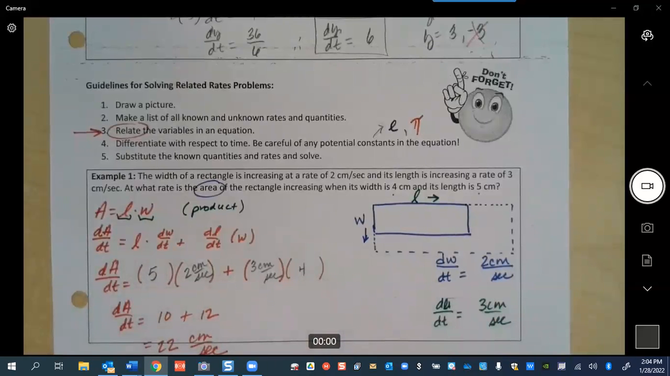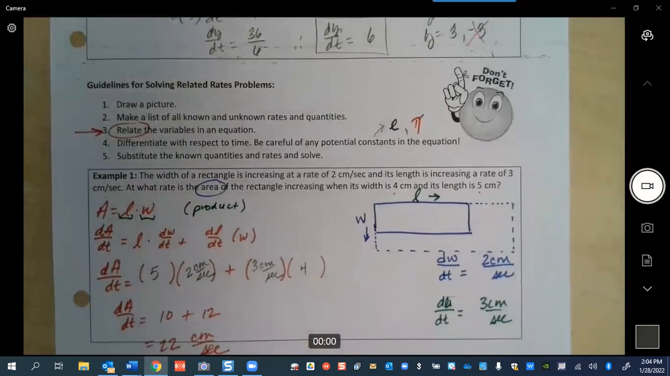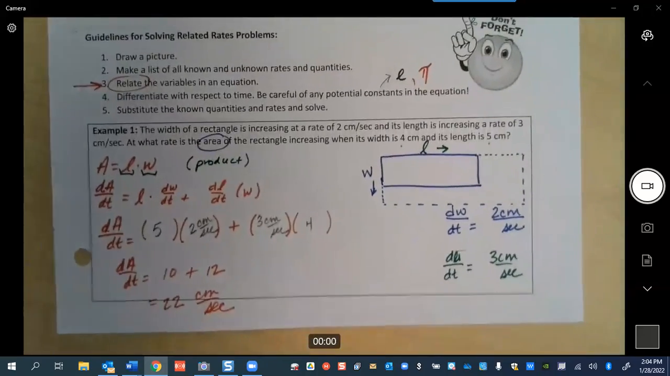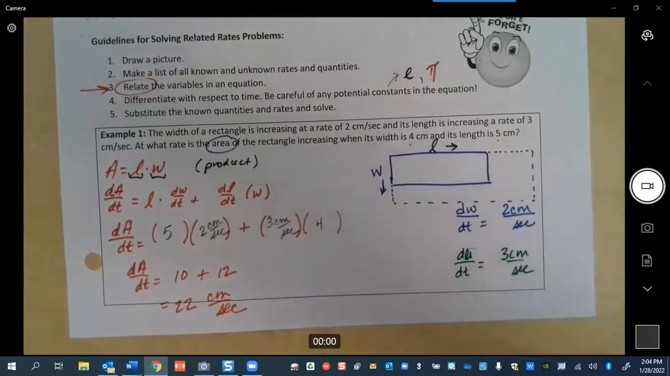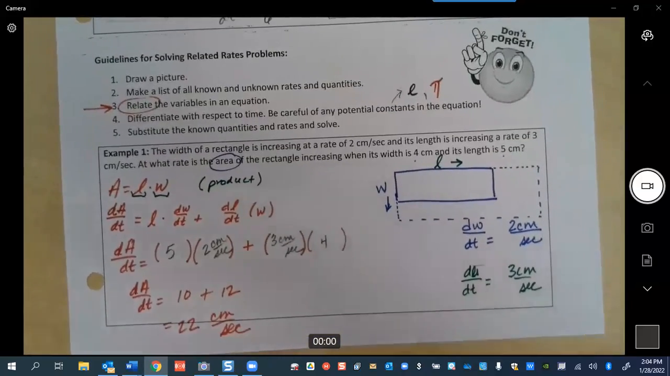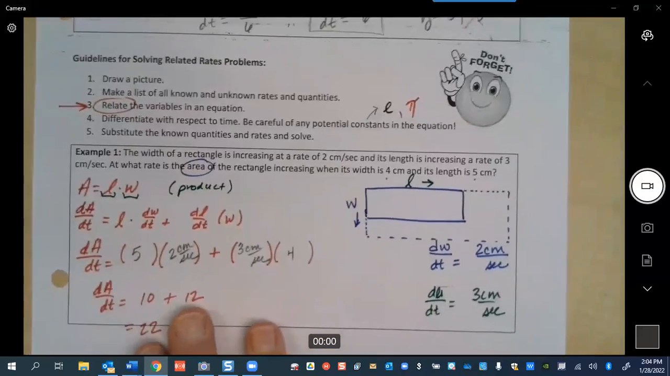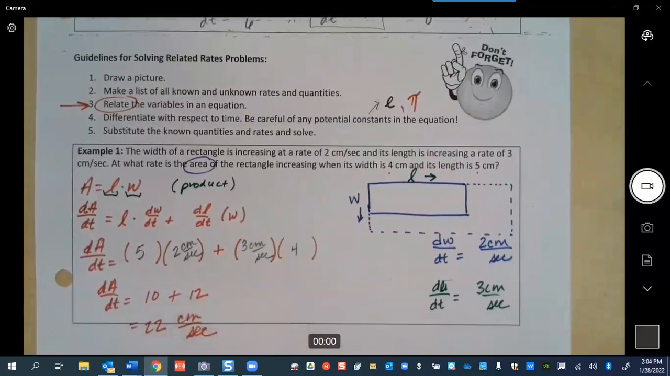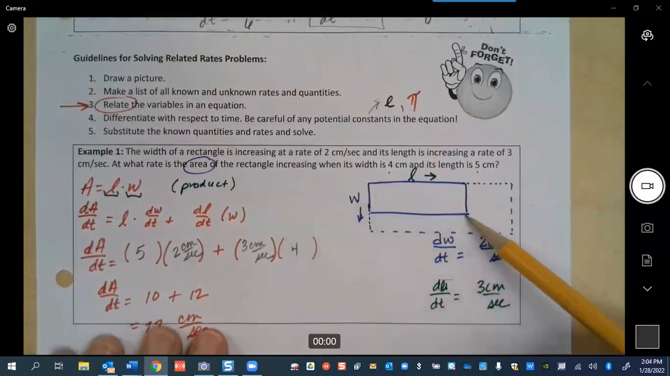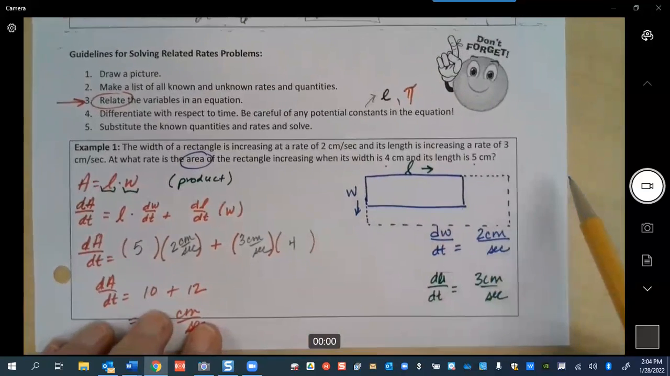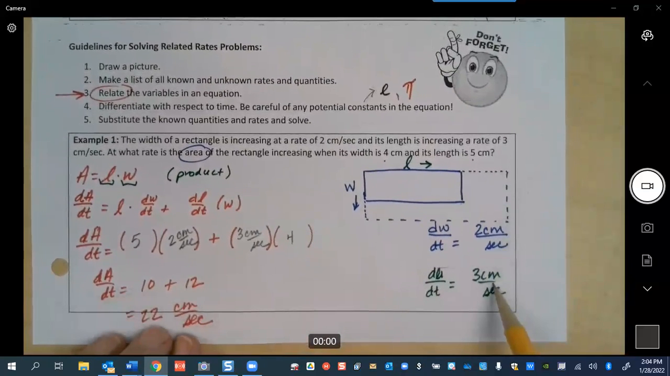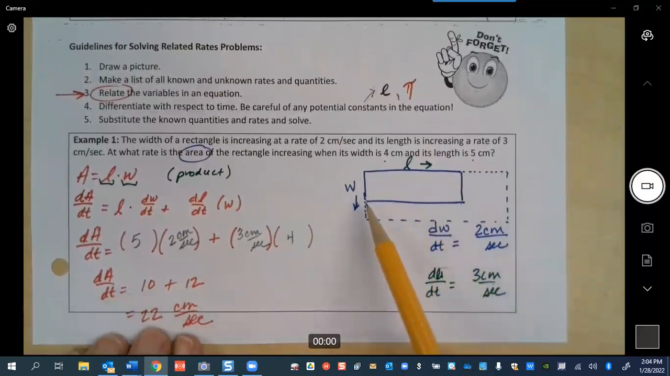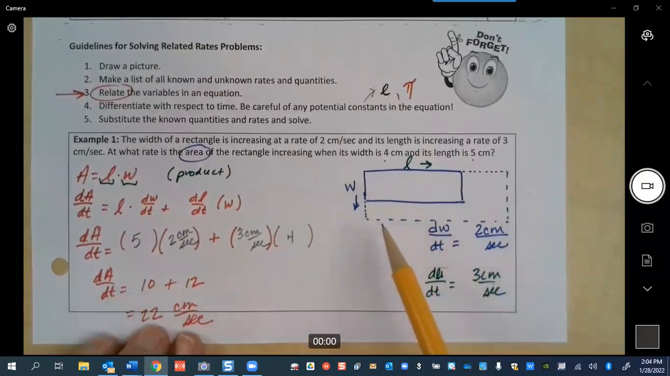So here is a dynamic story. What that dynamic story means is that this triangle, I want you to picture clicking on this edge and pulling it out. And this length is getting bigger at a rate of 3 centimeters per second. This width is getting bigger at a rate of 2 centimeters per second.